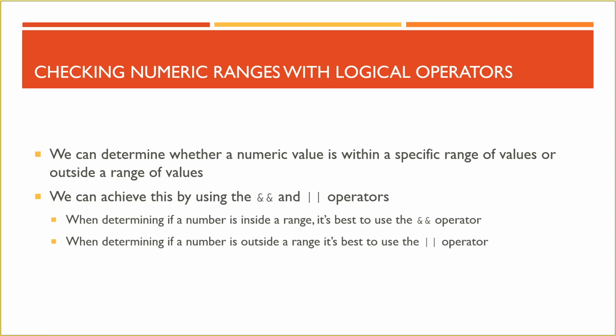So let's talk about checking numeric ranges with our logical operators. What if I want to say, is x in between this value and this value? And the way we can do that is by using the and or operators. If we want to determine if a number is inside of a range, like if x is between 10 and 20, that's when we would want to use the and operator. If we want to determine if it's outside of a range, it's best to use the or operator. So something like if x is less than 10 or greater than 20, that's how we would do that.